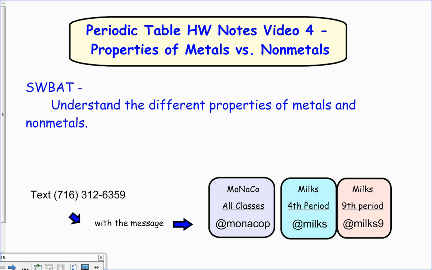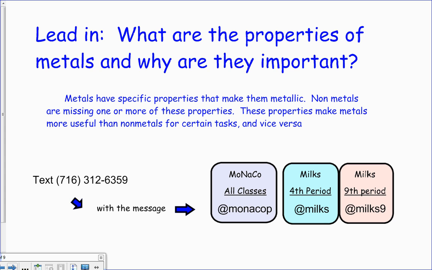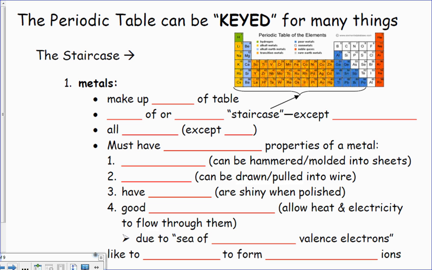Today we delve into metals and nonmetals. So what are the properties of metals and why are they important? Metals do have very specific properties that make them metal. A nonmetal is going to be missing one or more of those properties. So let's get right into it.